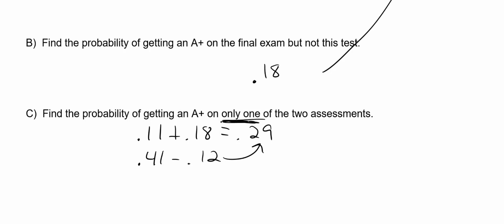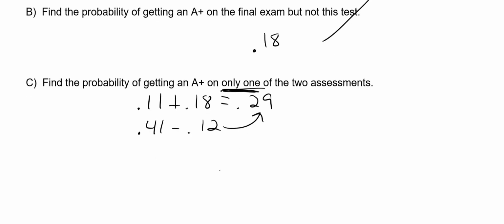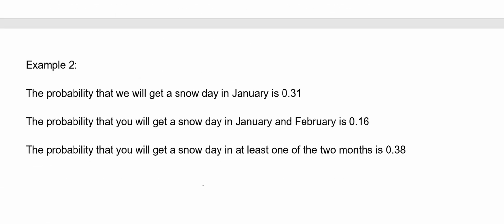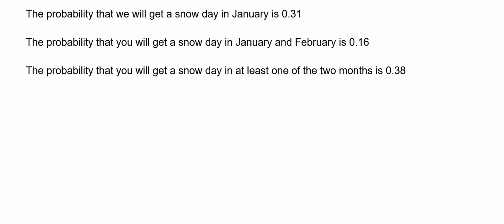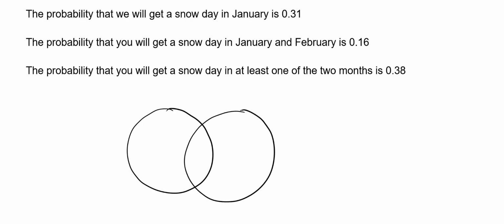So let's do the next one. It's just different data, but same example. Okay, so example 2. The probability we'll get a snow day in January is 0.31. The probability that we'll get a snow day in January and February is 0.16. So my Venn diagram is basically that, and these are snow days. So this is January and February.